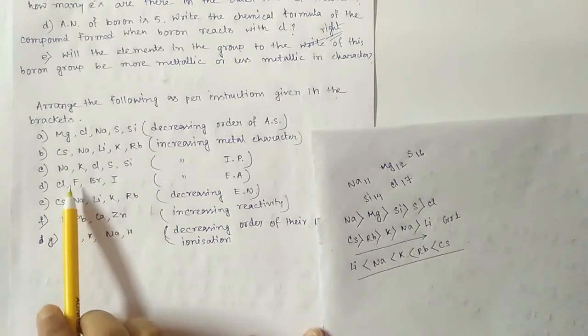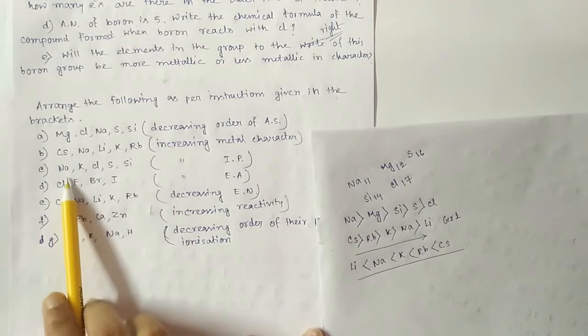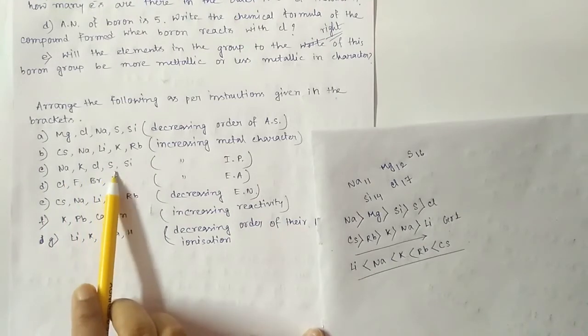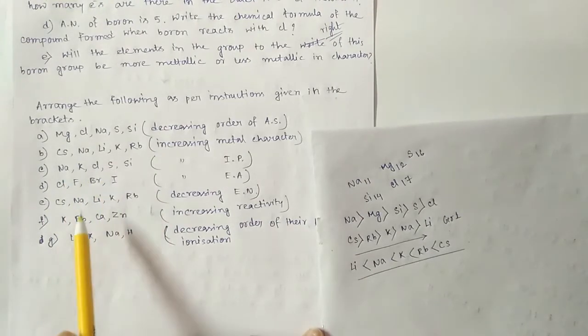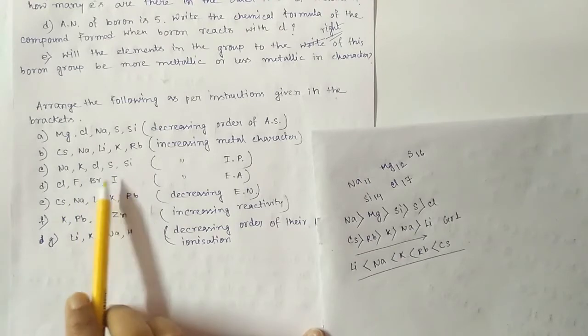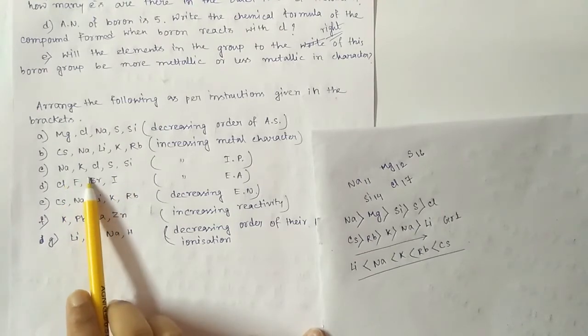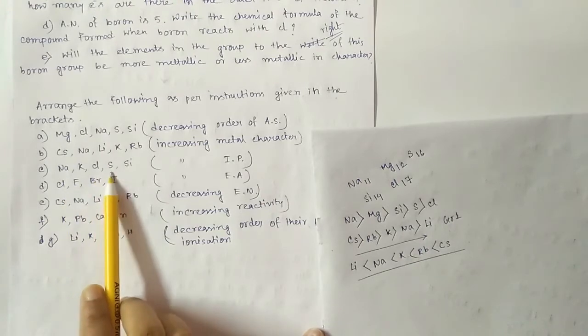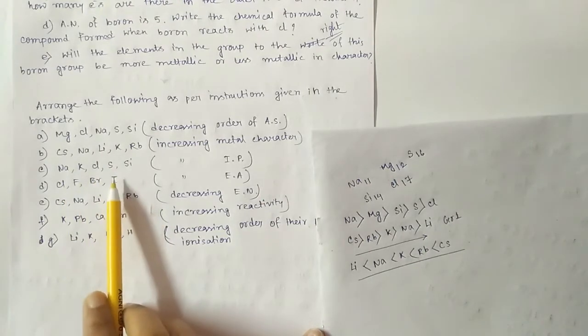So next, move on to question number C: sodium, potassium, chlorine, sulfur, and silicon. If you look at the elements, you find that sodium and potassium are elements of the same group, while sodium, chlorine, sulfur, and silicon are elements of the same period.